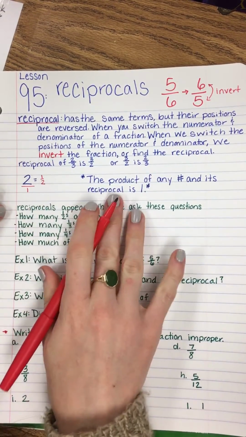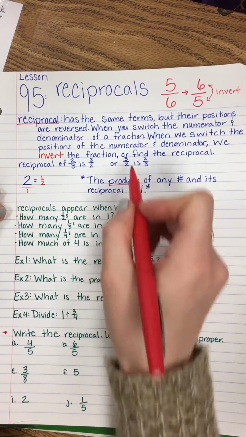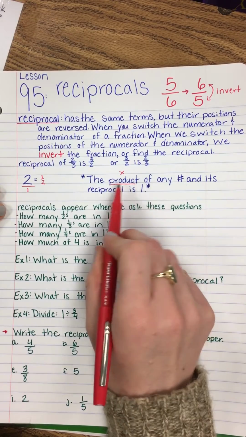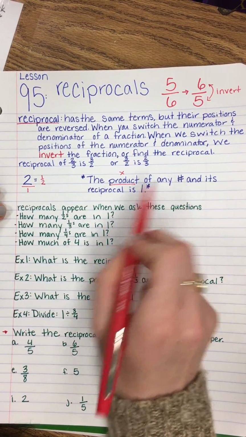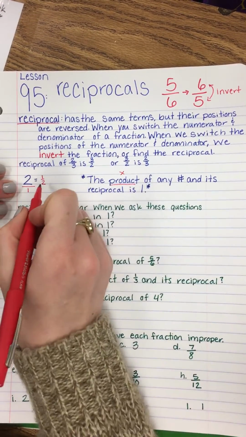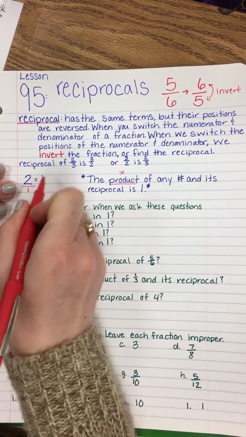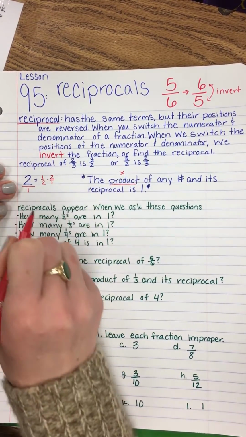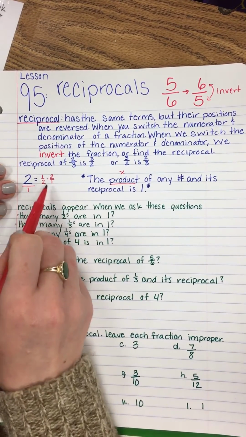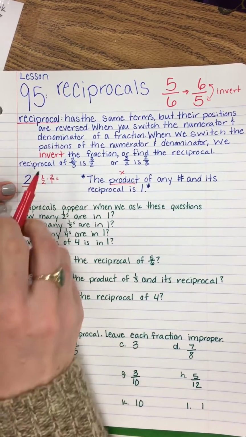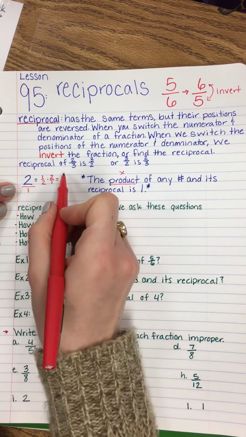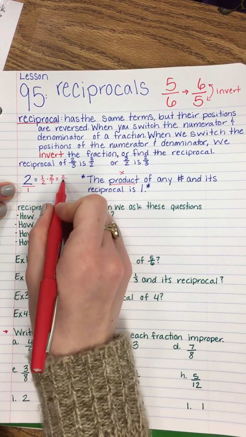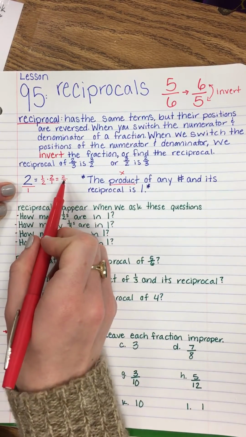So when you multiply, which would be the product, is multiplication. When you multiply, the product of any number and its reciprocal is 1. So let's look at this. We have 1/2 times 2 over 1, because that is the reciprocal. See how they're opposites? Look at this, 1 times 2 and 1 times 2. So you would get the numerator and the denominator the same.